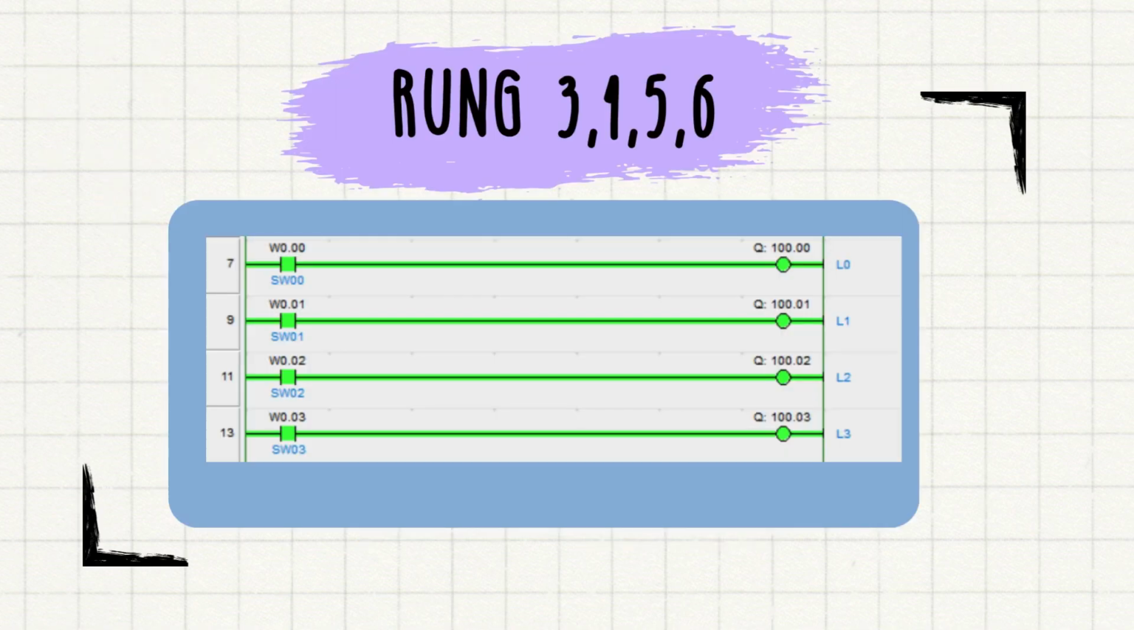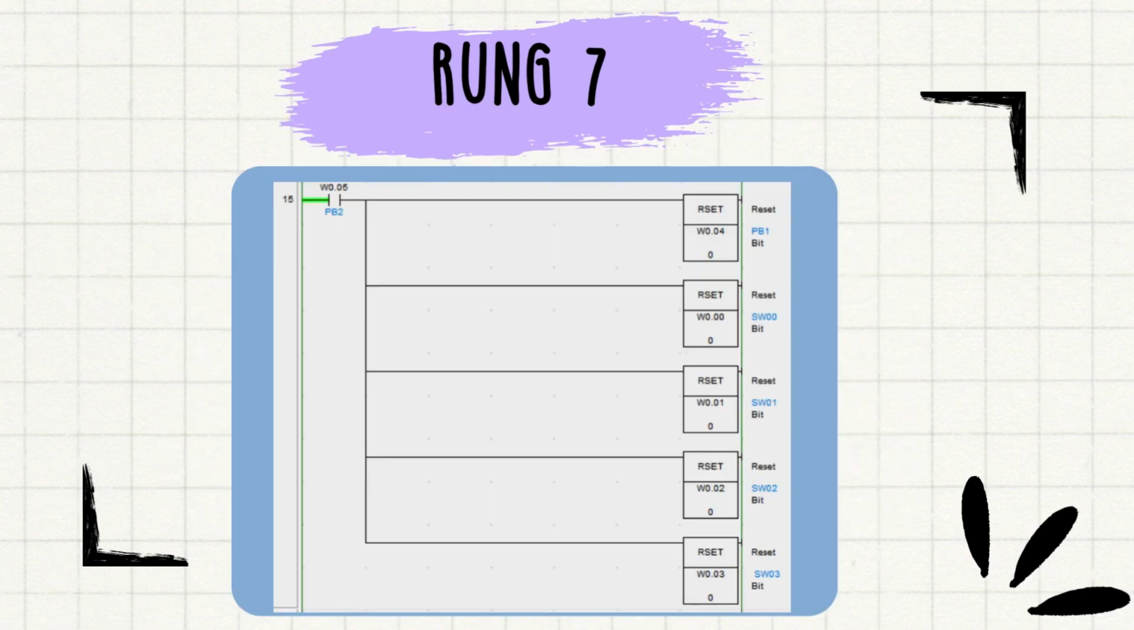This is the connection in rungs 3, 4, 5 and 6. After switch 0 until switch 3 are pressed, lamp 0 until lamp 3 will turn on. This is the last rung in CX Programmer.